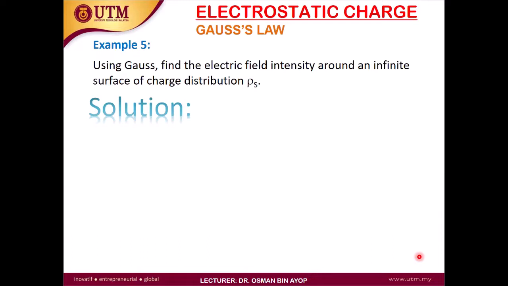Now we have to find the electric field intensity around an infinite surface charge distribution. In chapter 2, we already saw the expression of the E field for the infinite surface charge using Coulomb's law. The solution is quite long. Now we can see that using Gauss's law, the solution is much simpler compared to Coulomb's law, and you will get the same expression of the E field.